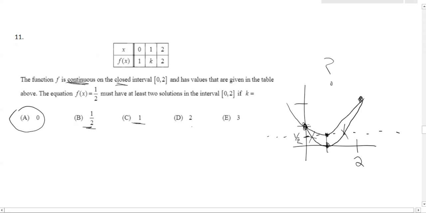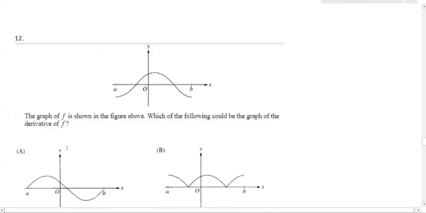If k is 1, 2, or 3, then it'd be up here, or even all the way up here, and you could draw the graph in a continuous way without ever crossing the y value of 1/2. So a equals a when k is 0 is the correct solution here.